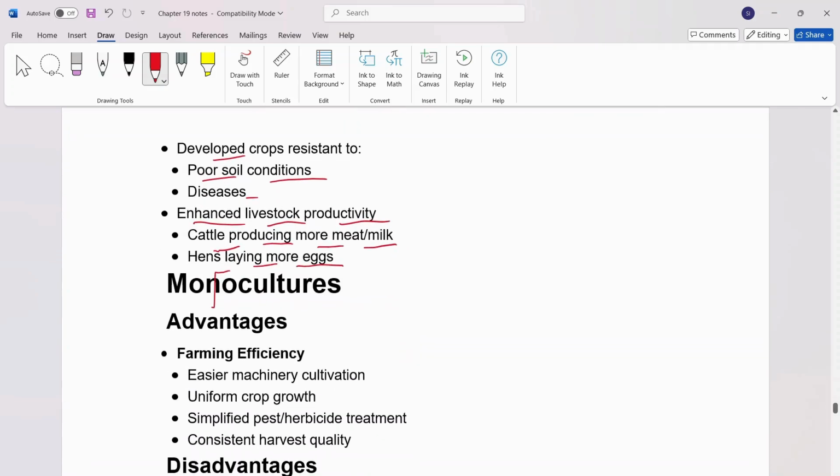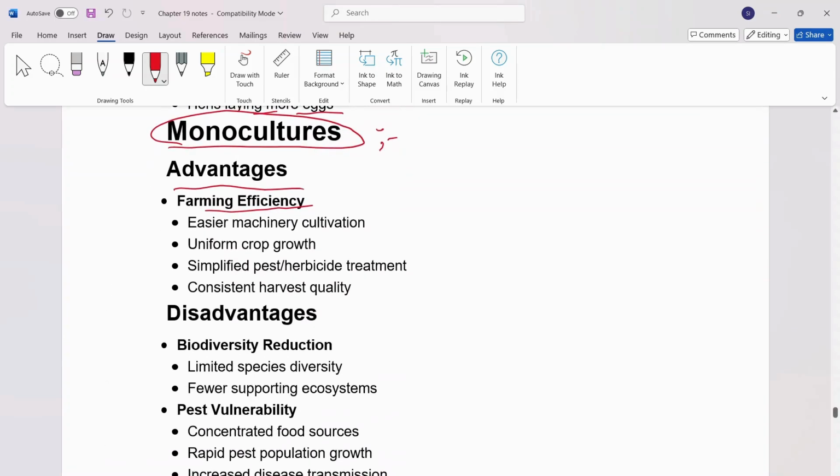Okay, now let's talk about monocultures. Okay, advantages of monocultures: farming efficiency. Okay, easier machinery cultivation, uniform crop growth, simplified pest herbicide treatment, consistent harvest quality. Okay, so learn here in monoculture.